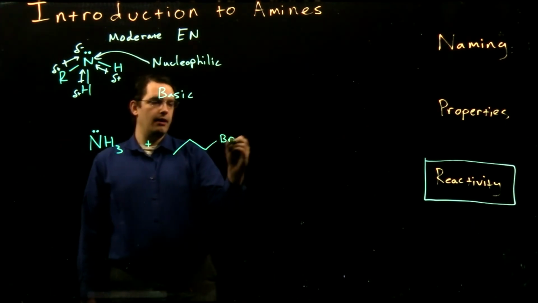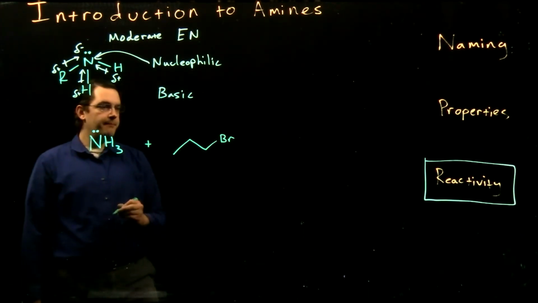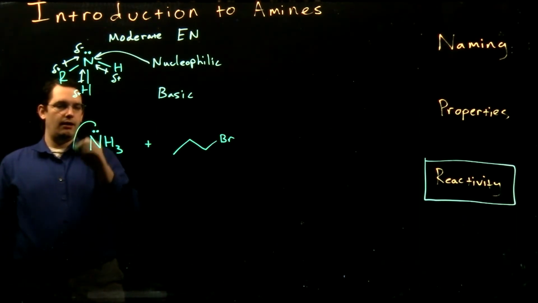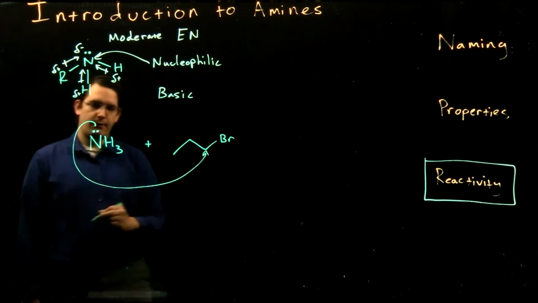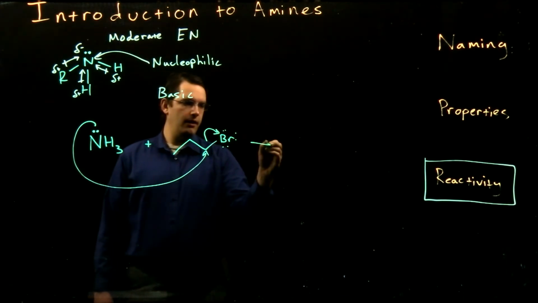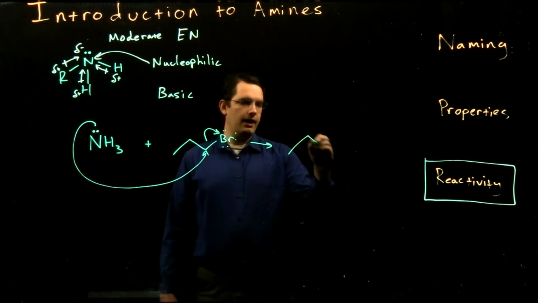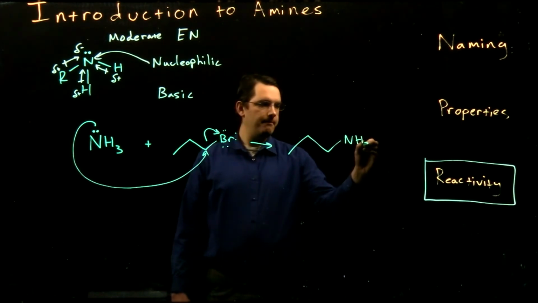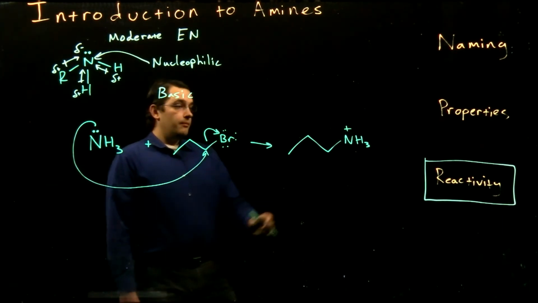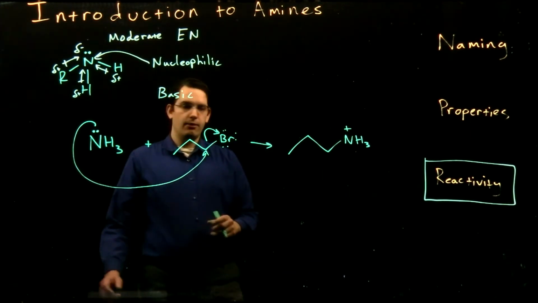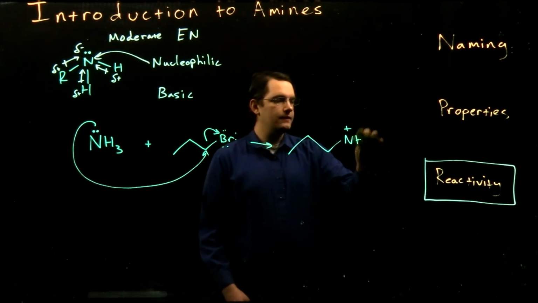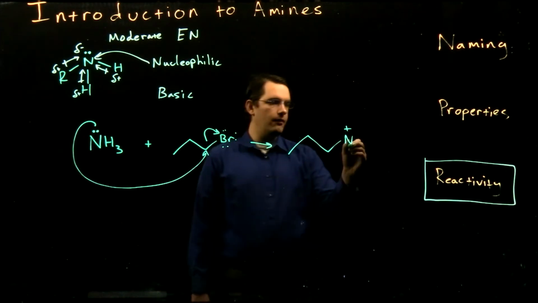So here I have my bromopropane. You might think this would be a great approach to make an amine. Right? So I can attack with my nucleophile, kick off my leaving group, and that would produce my primary amine. So initially I would get my positively charged amine here as I react with my alkyl halide, but then of course I can deprotonate this in order to get my amine.